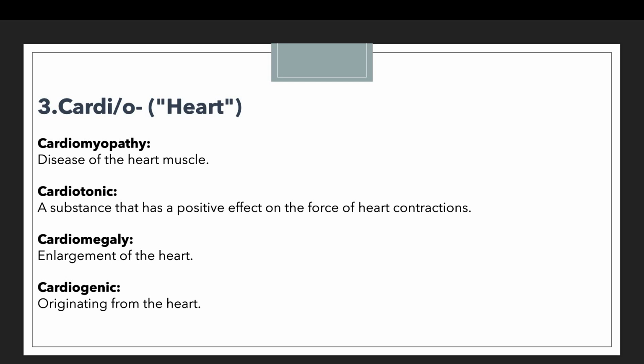So if you look at all these examples, you will find only one common thing, which is cardio, which is heart. We are talking about heart muscle, heart contraction, enlargement of the heart, or originating from the heart. So whenever we want to denote something related to the heart, we will use the prefix cardi or cardio. So yeah, these are some examples and prefixes I wanted to show you today.